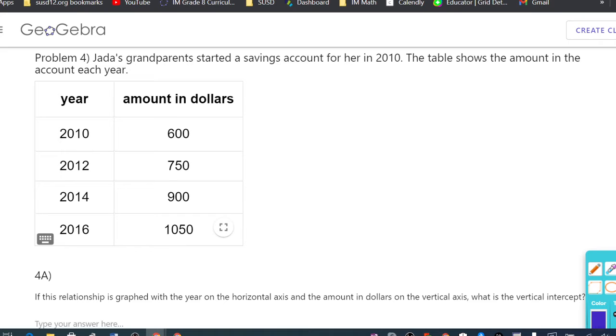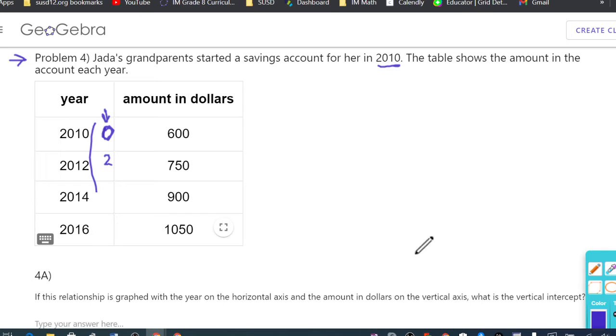Next problem. Problem number 4. Jada's grandparents started a savings account for her in 2010. The table shows the amount in the account each year. So I'm going to make another little column in this table. In 2010, or actually in the 0th year, when she started, it has been in there for 0 years, she has $600.